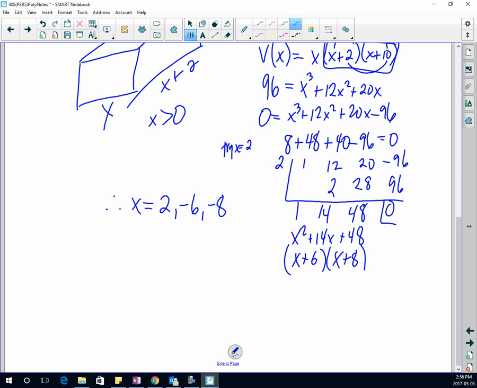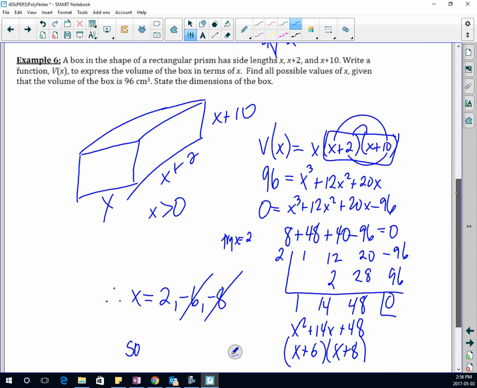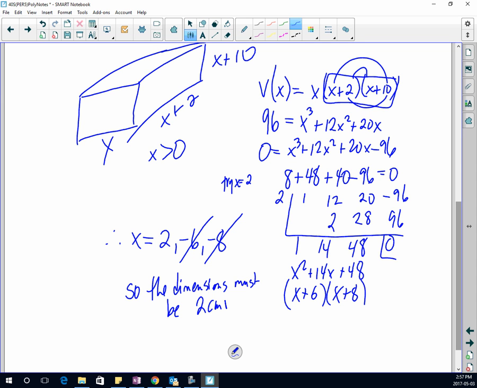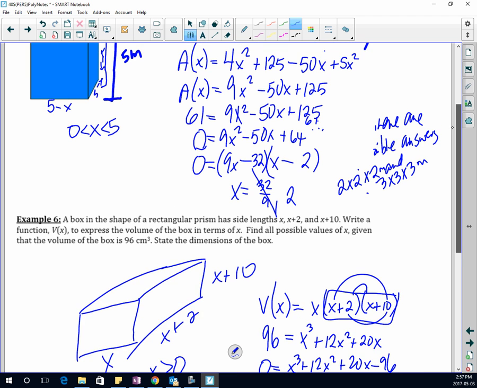Do you see how I listed all the solutions? Now I'm going to reject. So, what am I answering here? The dimensions. So the dimensions must be 2 and what is this? Meters, centimeters. 2 centimeters by 4 centimeters by 12 centimeters. What? Oh yeah, there's a little m there.